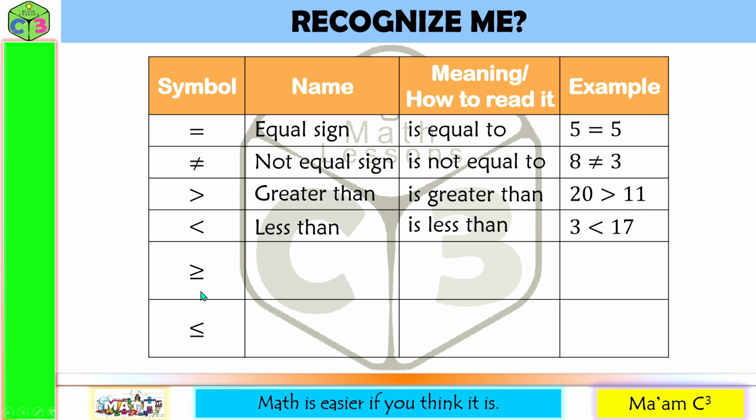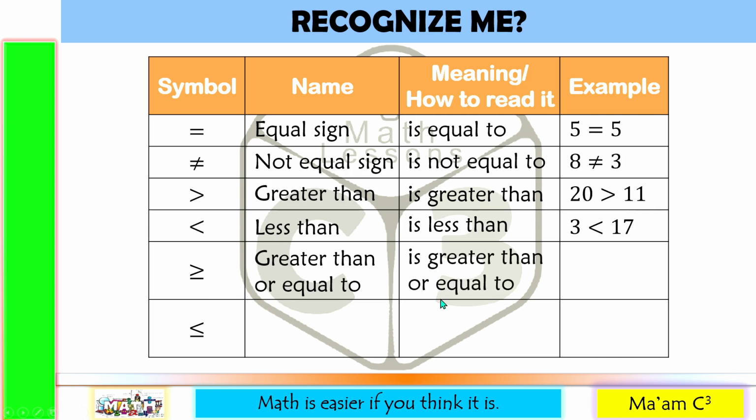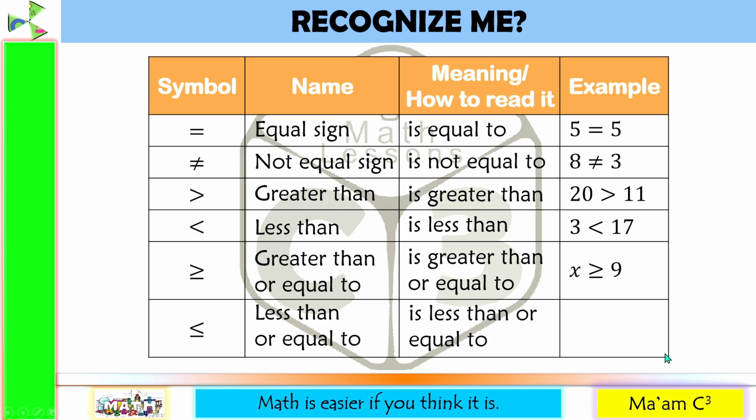This one is greater than or equal to. So, is greater than or equal to. For instance, we have x is greater than or equal to 9. And the last one, this one is less than or equal to. This is read as is less than or equal to. For instance, we have y is less than or equal to 13.